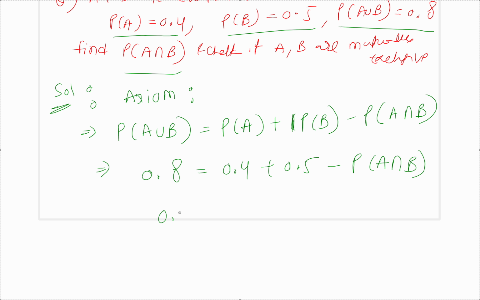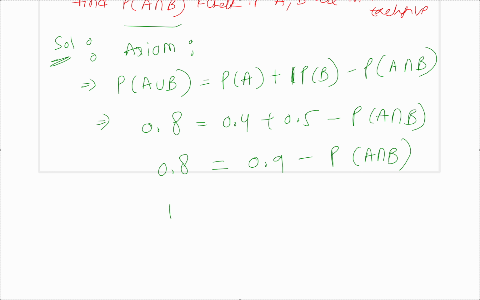Then 0.8 is equal to 0.9 minus probability of A intersection B. Then probability of A intersection B is equal to 0.9 minus 0.8, which is equal to 0.1, which is not equal to 0.